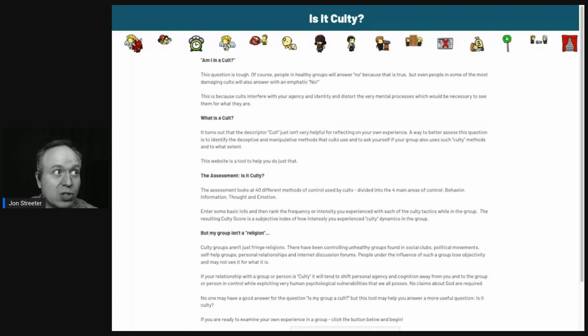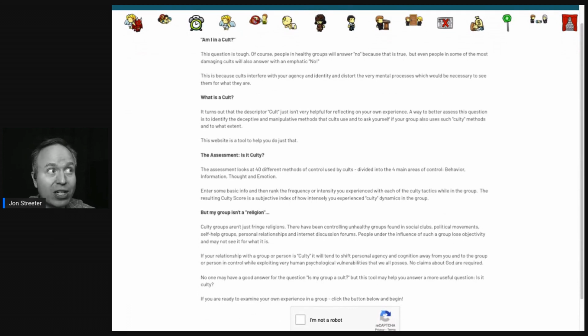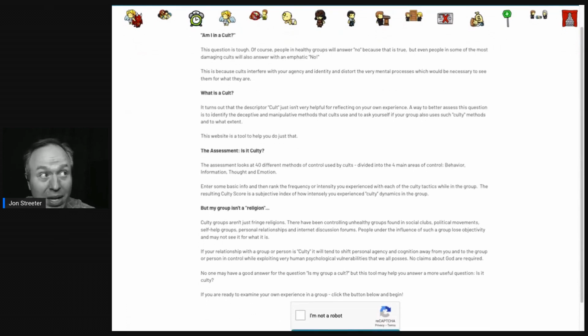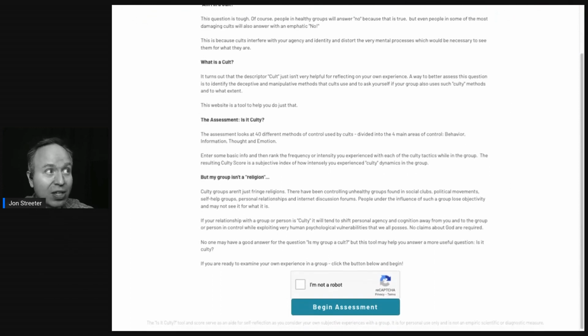What is a cult? It turns out that the descriptor cult just isn't very helpful for reflecting on your own experience. A better way to assess this question is to identify the deceptive and manipulative methods that cults use and ask yourself if your group also uses such culty methods and to what extent. And this website is a tool to help you do just that. The assessment. Is it culty?